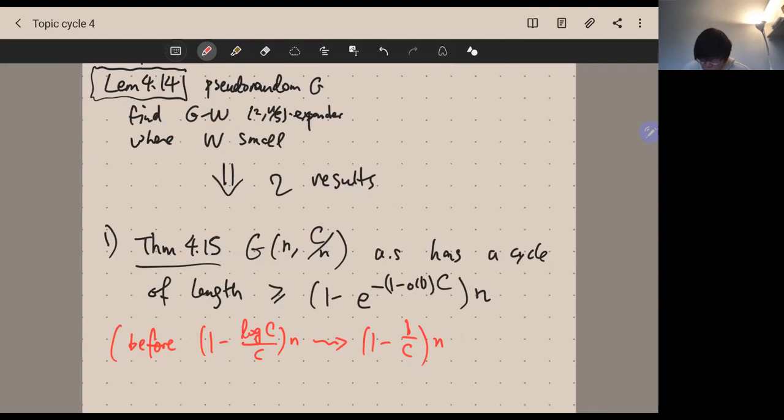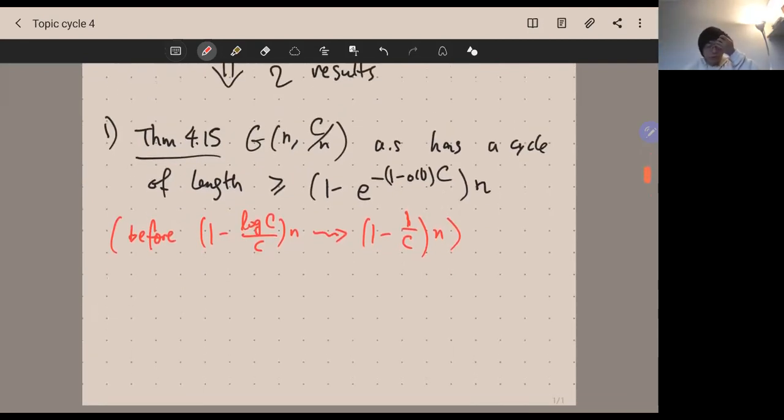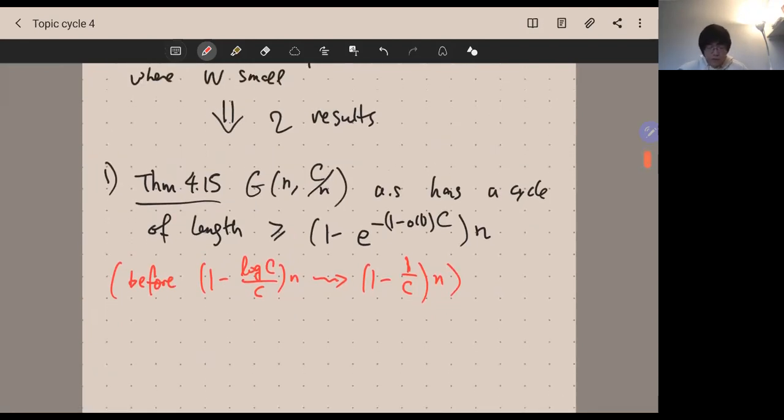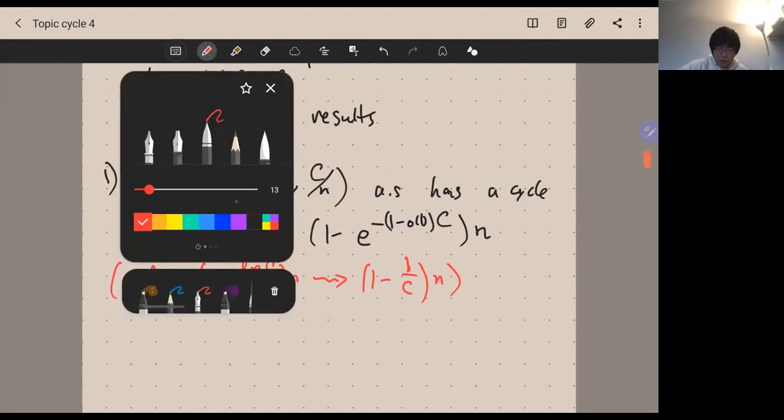Okay, so all this improvement is still polynomial in the reciprocal of C, but now we have exponential decay with respect to C. So this is a big improvement. And we should see next week that this is basically best possible. Okay, and before this was theorem 4.5, right? You find only a path of this length. Now we can even find the cycle of this length. So this is 4.15, first consequence.